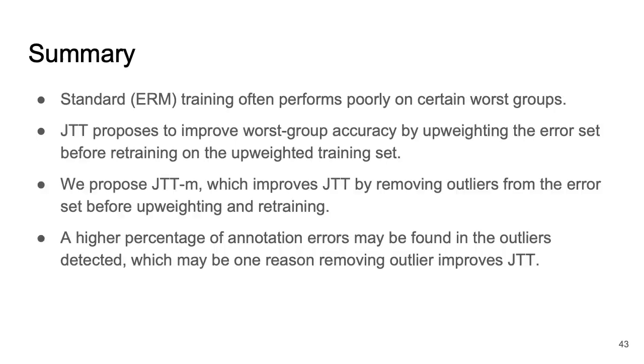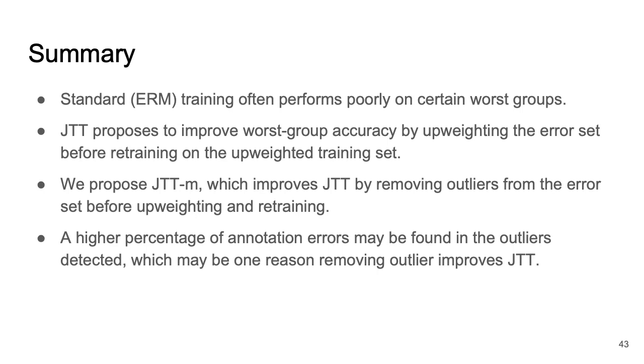In summary, we saw that the ERM model tends to perform poorly on certain worst groups. Even though JTT can improve worst group accuracy by upweighting the error set and training on it again, it can benefit from our method, which removes outliers from the error set before upweighting it.